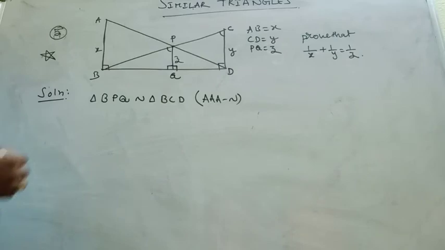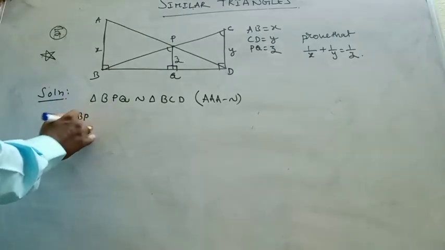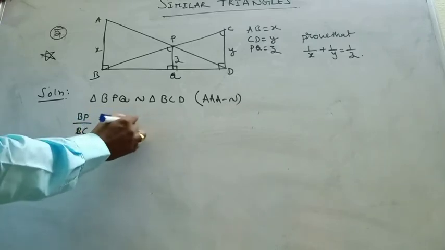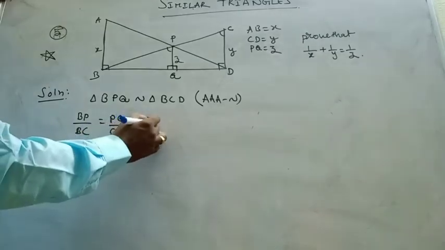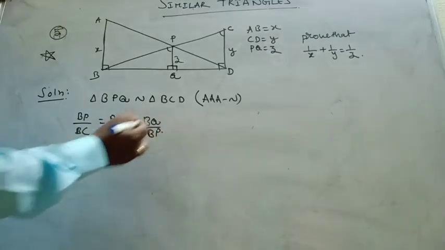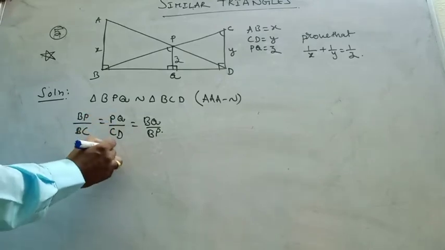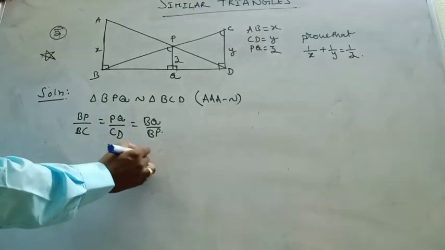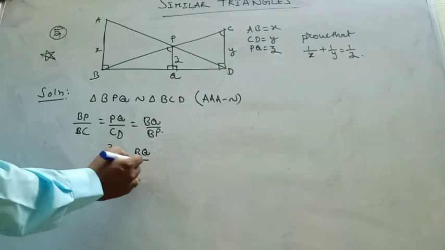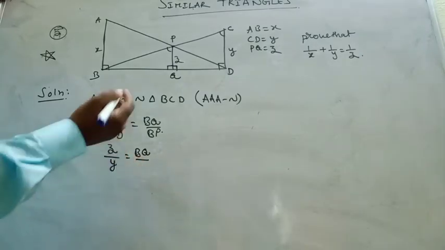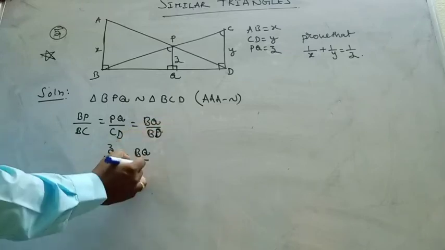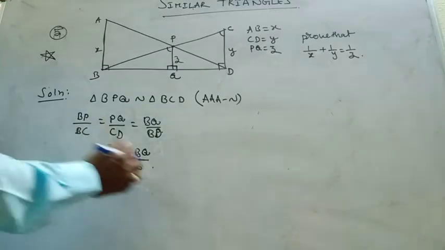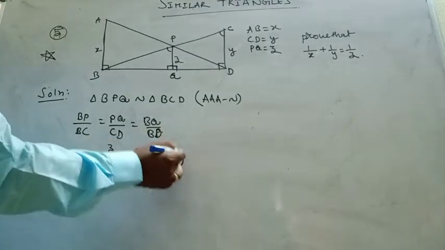Once this is true, my dear students, BP by BC is equal to PQ by CD, which is equal to BQ by BD. And PQ is Z, CD is Y. So Z by Y is equal to BQ by BD. Let's call it equation number 1.